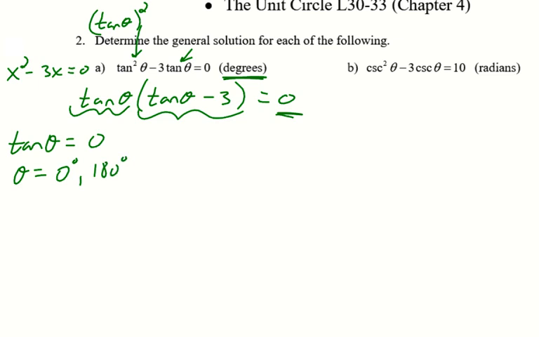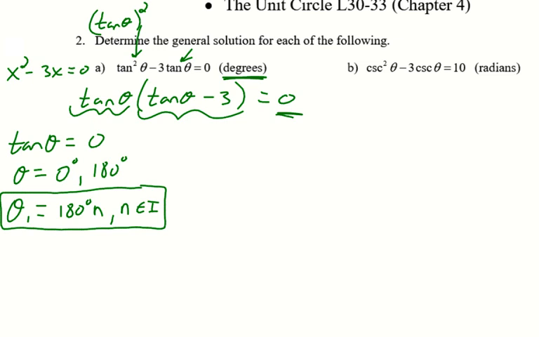So what we do instead is say our first angle would be 180 degrees times n, where n is a member of the integers, like counting numbers. So that's pretty much it. This would work for every one now. If I threw 0 in for n, then my answer would be 0, which is true.